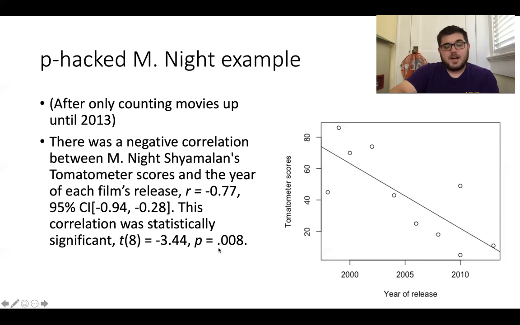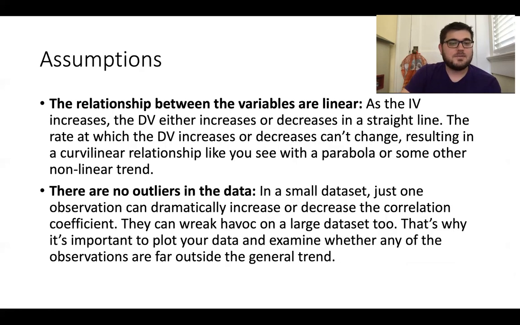P is less than 0.05, it's 0.008, meaning that if you were publishing this as a study, you could say, hey, look, M. Night Shyamalan is getting worse over time if you stop at 2013, p less than 0.05. I would reject this. Apart from the fact that it's just one director and it's not really of scientific interest whether M. Night Shyamalan is getting worse over time, it would nonetheless be a statistical analysis that had a statistically significant result. And that, in many cases, passes as scientifically interesting.